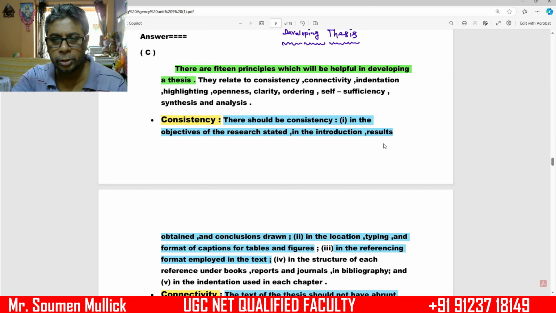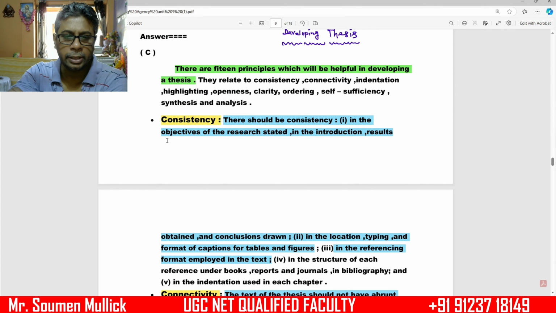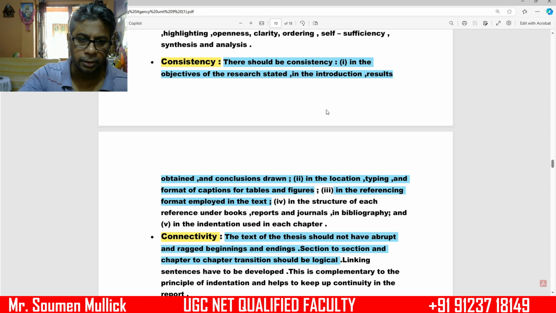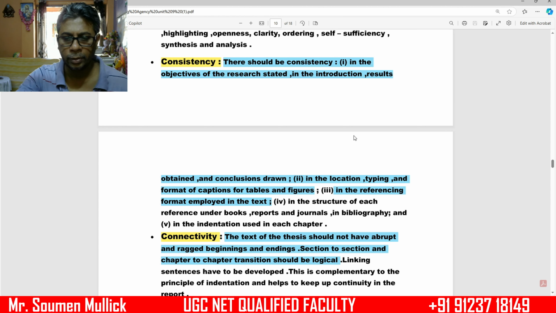Next, connectivity. The text of the thesis should not have abrupt and ragged beginnings and endings. Section to section and chapter to chapter transitions should be logical. That is the connectivity.